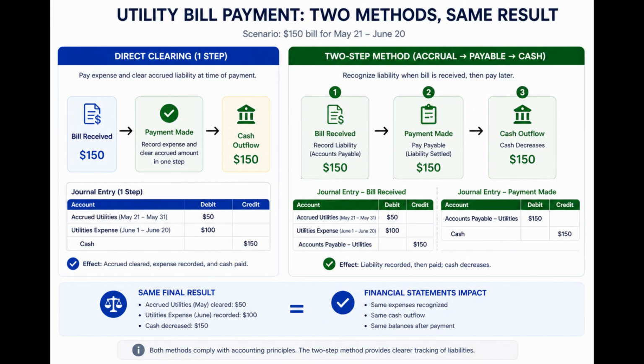The second separates recognition of the obligation and settlement of the obligation. And while the first one may seem simpler, the second one is more accurate, because if you don't make the payment on that day and you make it sometime in the future, let's say by the time that the payment is due, then you know that it's all in the accounts payable, and you just have to make sure that you're monitoring the accounts payable rather than making the payment at the time that the bill arrives.